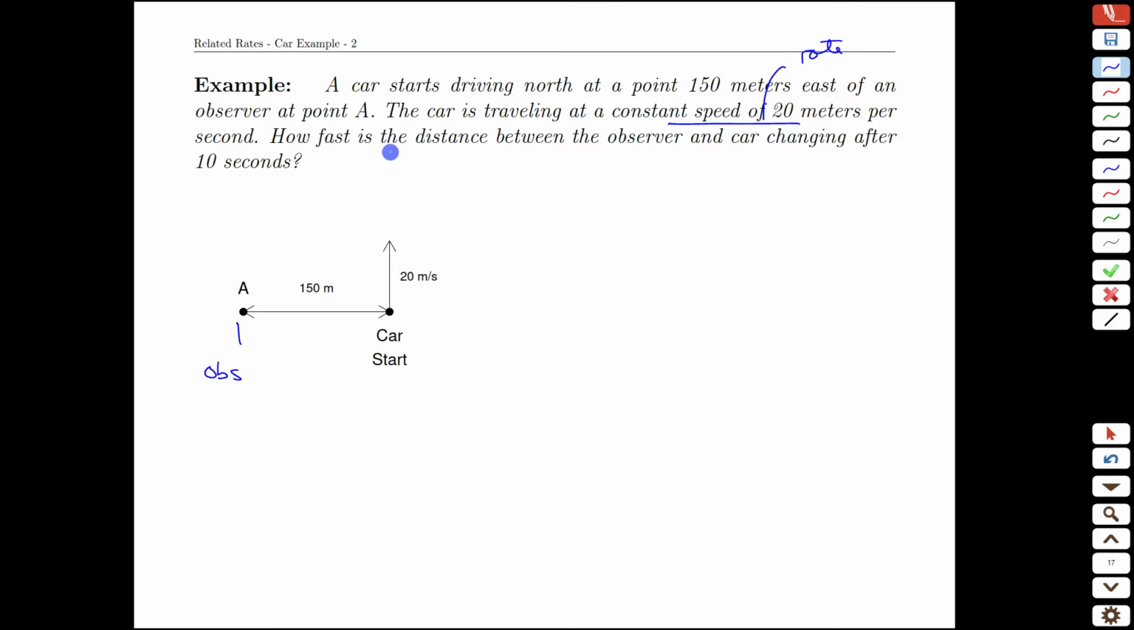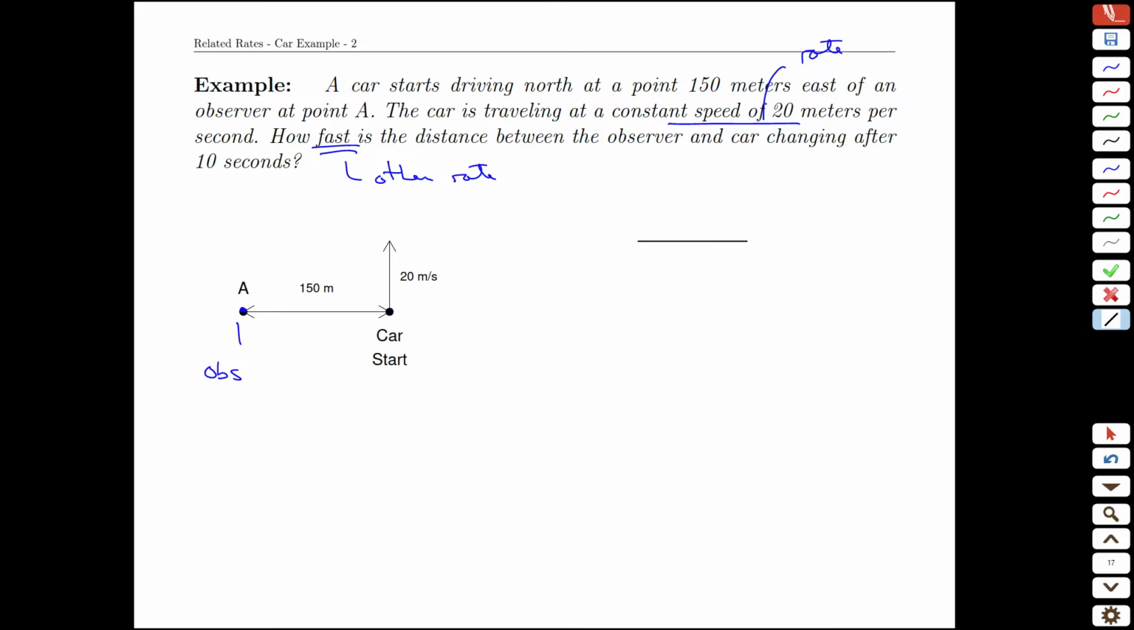And we're asked how fast is the distance between the observer and the car, the observer to the car as the car moves north. And we're asked for how fast, which is going to be another rate. So our goal here is to associate or relate the rate that the car is moving north with the rate at which the distance to the observer is changing.